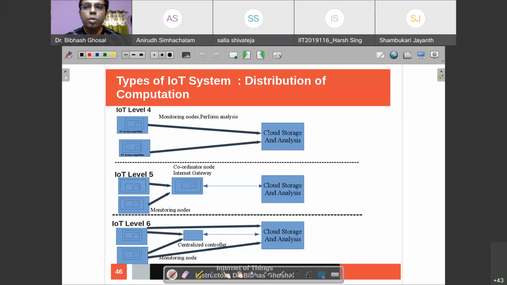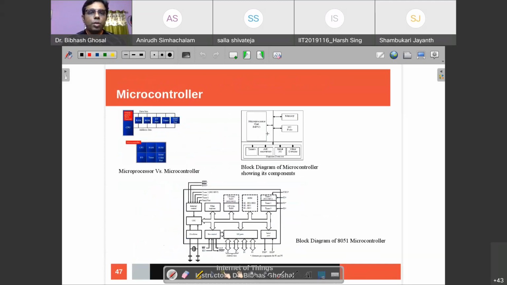So this is what we have studied, and we saw the design. With this, I thought I would give you the idea of how the distribution of computation happens when we come up with different levels of system design. Okay, so now we come to the computing unit, which is called the microcontroller.